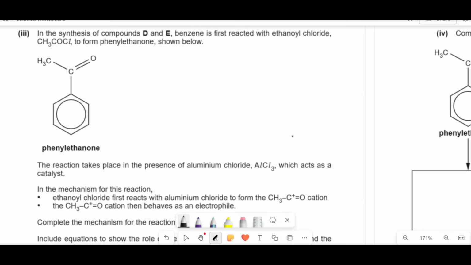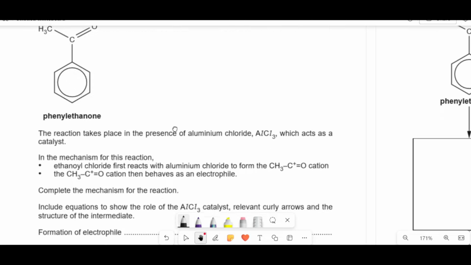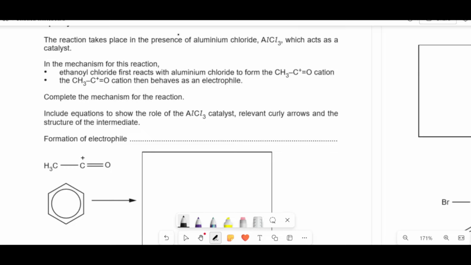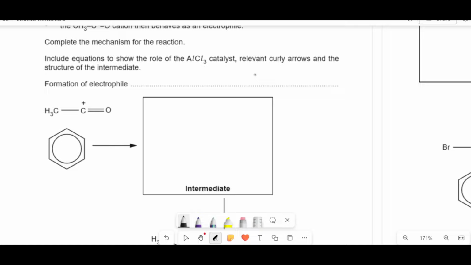In the synthesis of compounds D and E, benzene is first reacted with ethanoyl chloride, CH3COCl, to make phenylethanone, as shown below. The reaction takes place in the presence of aluminium chloride, AlCl3, which acts as a catalyst. In the mechanism for this reaction, ethanoyl chloride first reacts with aluminium chloride to form the CH3CO cation. The cation behaves as an electrophile. Complete the mechanism for this reaction, include the equations for the role of the AlCl3 catalyst, relevant curly arrows, and the formation of the intermediate.